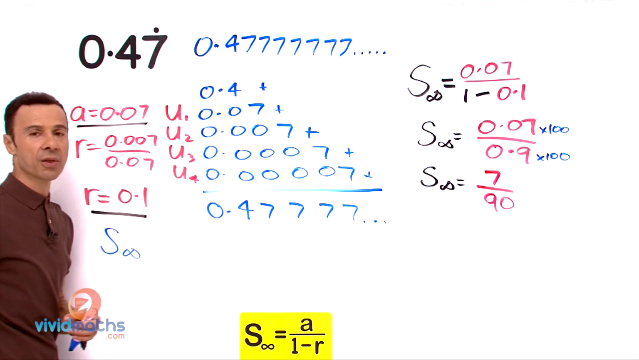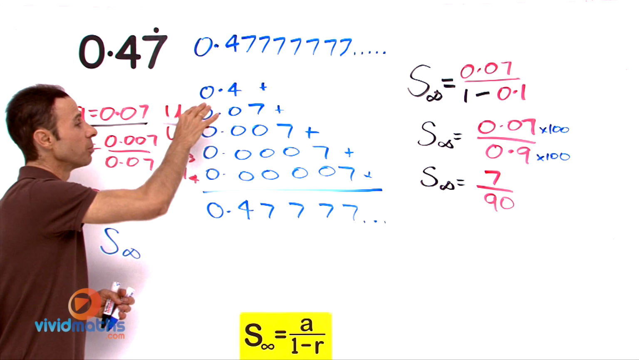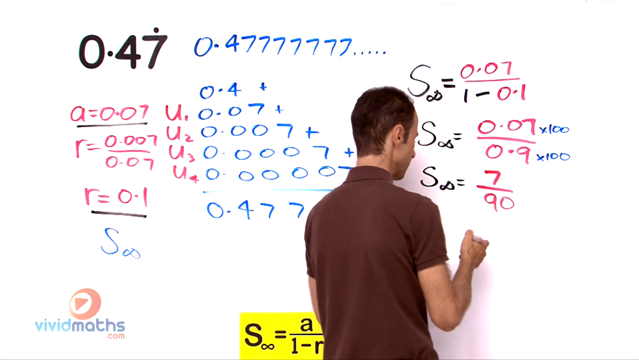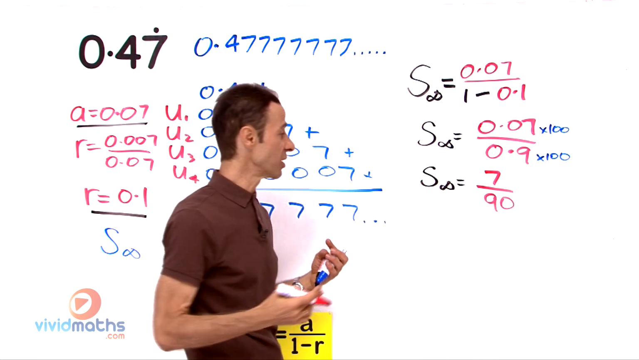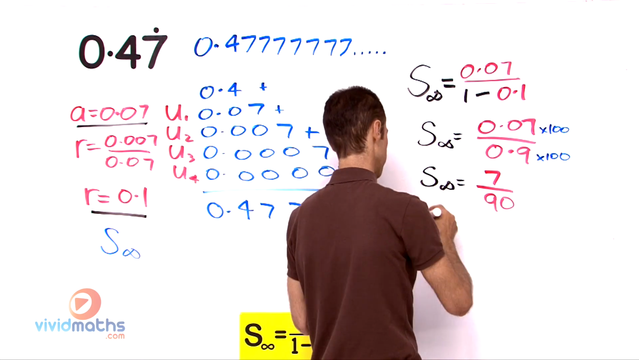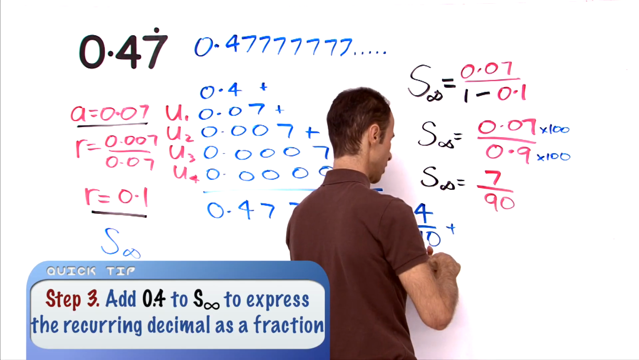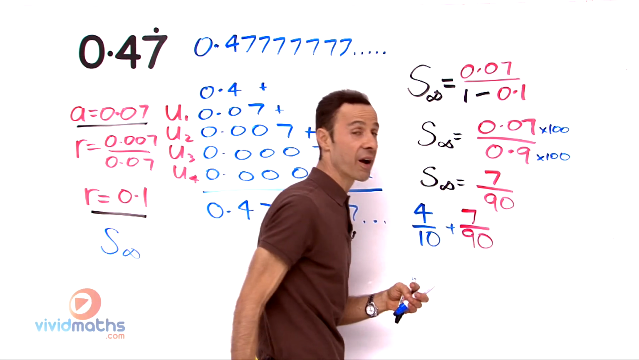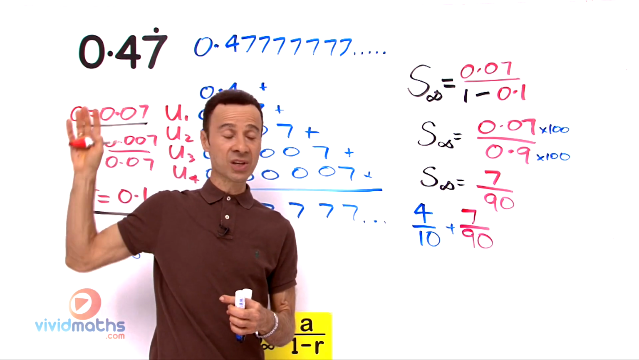This excludes the actual first term, which is the 0.4. Now we're going to bring that and add it here. So we're going to have 7/90ths, and we're going to add them together. So let's write 0.4 now. 0.4 as a fraction is 4/10, and we're going to add that to 7/90ths. And that's going to give us our simplified fraction for this recurring decimal.